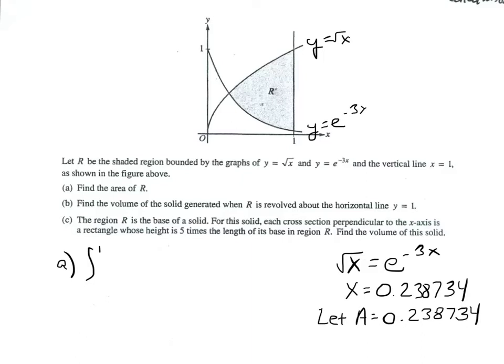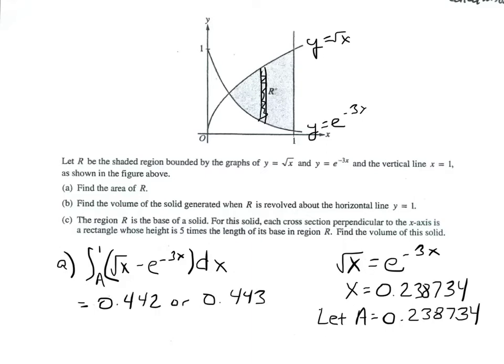again in the problem. So for part A, we're going to go from capital A to 1, and then we need the height of a rectangle right here, which would be the difference in the functions. It would be top minus bottom, which is radical x minus e to the negative 3x dx. We put that in our calculator, and you should get 0.442 or 0.443.